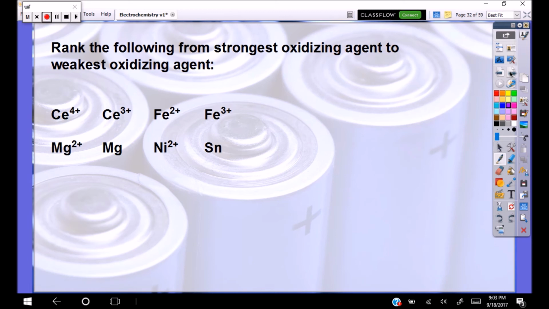And my last one, rank the following from strongest oxidizing agent to weakest oxidizing agent. Here we just need to look up our potentials, and we need to rank them based on the sign and strength. Remember, the larger and more positive the value is, the stronger it will be as an oxidizing agent. The weaker it is, the smaller and more negative the number will be. I'll go ahead and try that out.